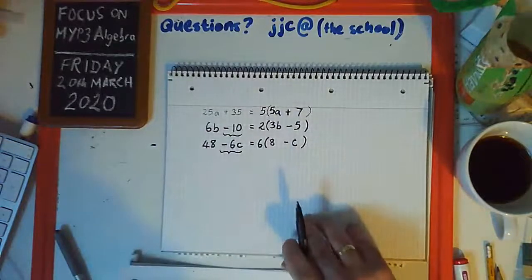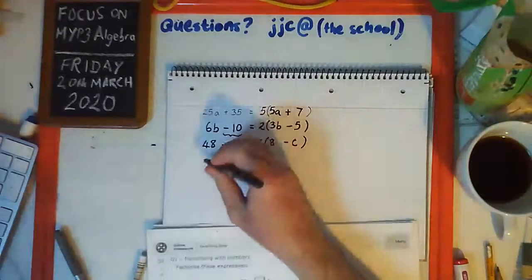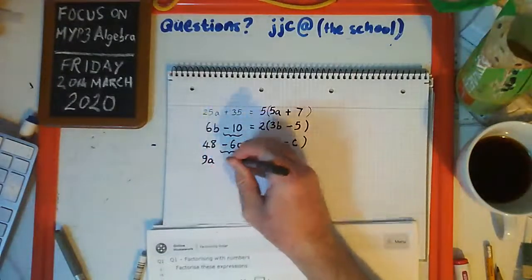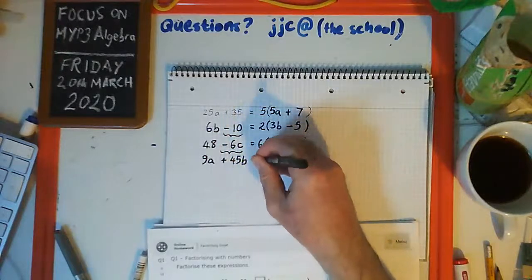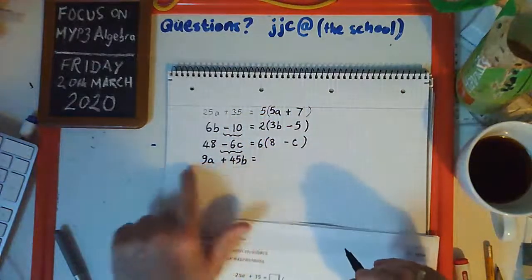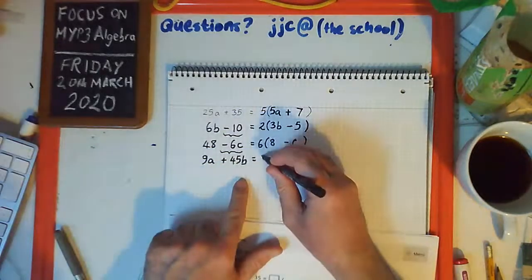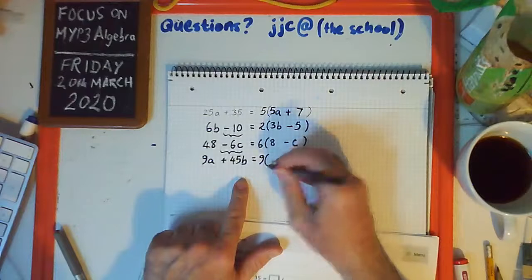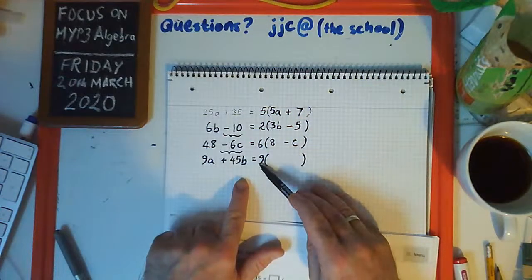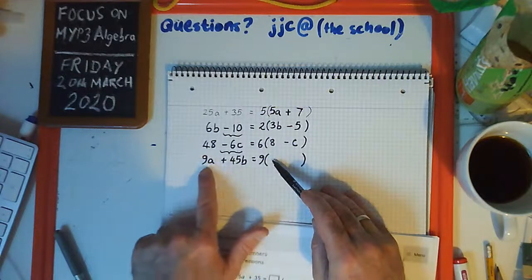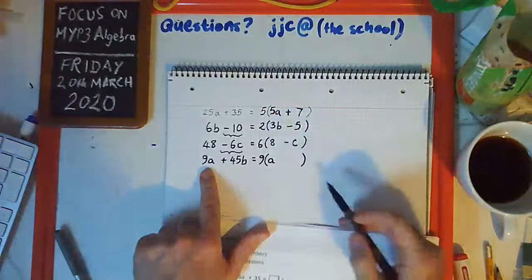Just check it's all visible here. Okay, so the next one I've got is 9a plus 45b. Well, 9 goes into 45, so I can divide both of these things by 9. So I'm going to take 9 outside the bracket. And then I'm asking myself the question, 9 times what in the bracket will give me 9a? So that's got to be an a. 9 times a will give me 9a.